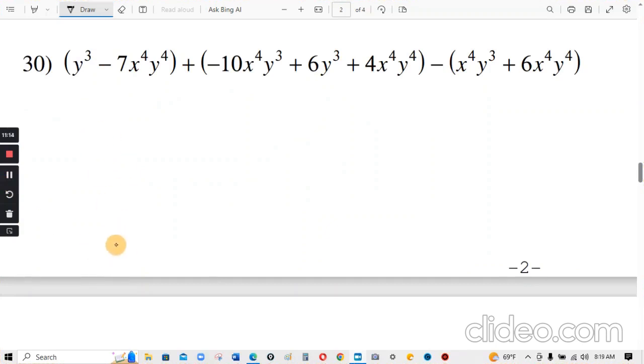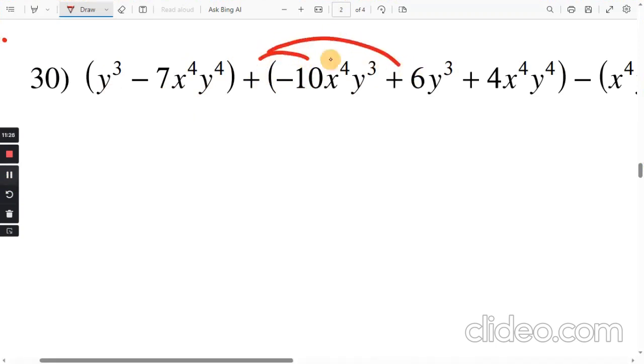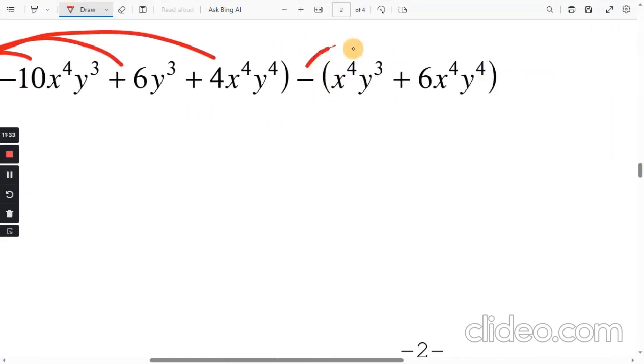All right, please try number 30. Don't forget to distribute this negative. Okay, I'll leave this one alone. This is a plus sign, so distributing a plus sign changes nothing. Okay, so I am going to leave these alone. However, here we have a negative sign, so distributing the negative sign changes the sign on each one. So here's a positive. I'm going to make this negative. And here's a positive. I am also going to make that one negative. Okay, and you can make this outside negative a plus sign.